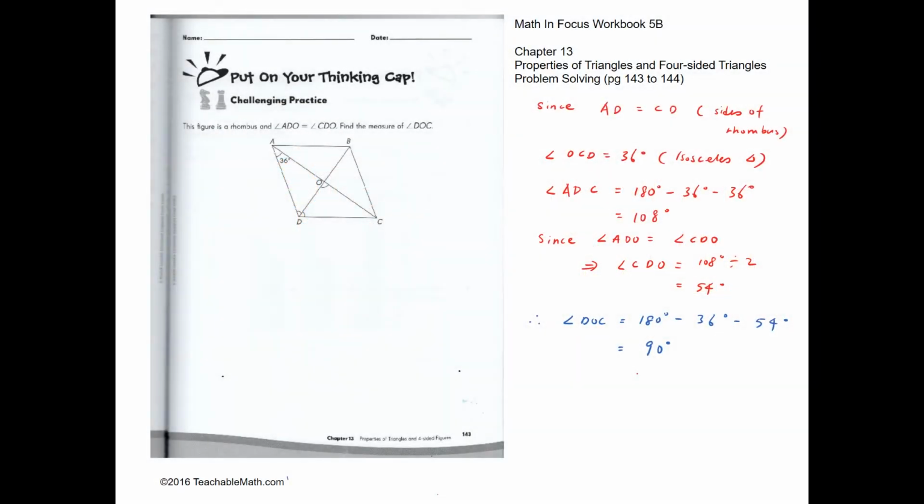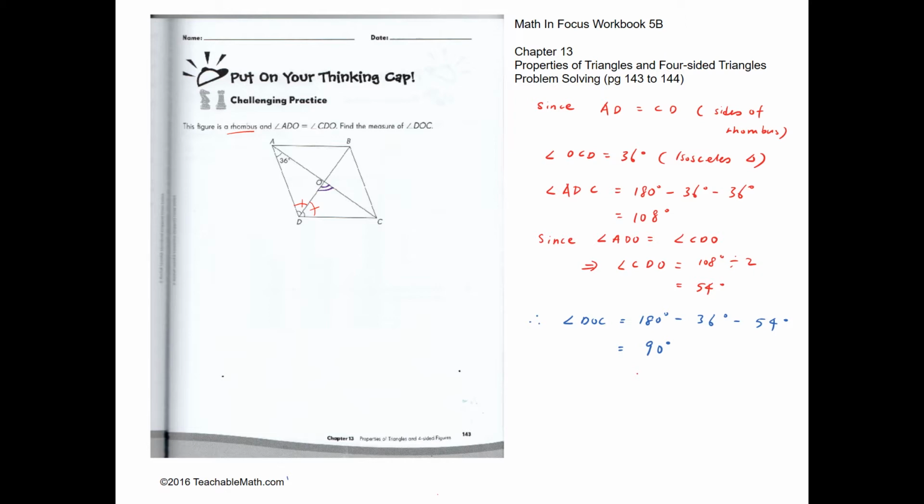Challenging practice. We have a rhombus over here. ADO, this is ADO, it's the same as CDO. CDO is here, so they are the same. Find the measure of DOC. So we have to find the measure of DOC, which is this angle over here. This is what we're supposed to find.